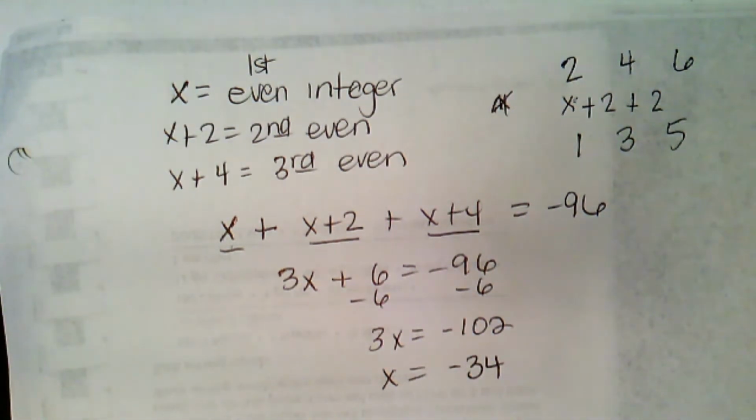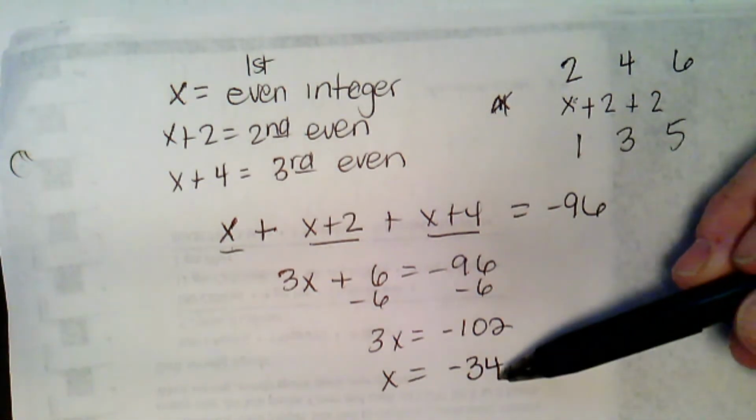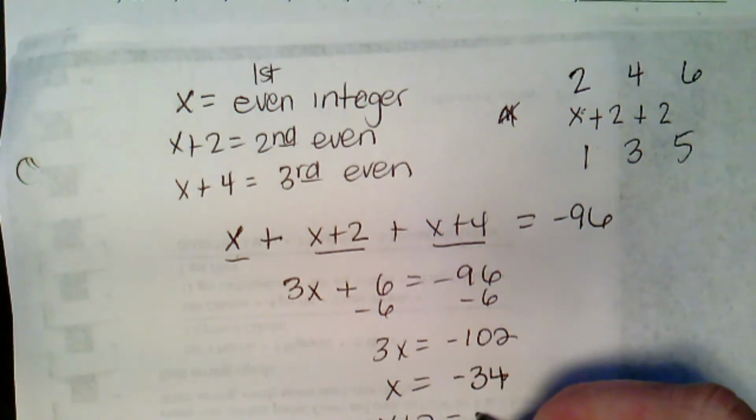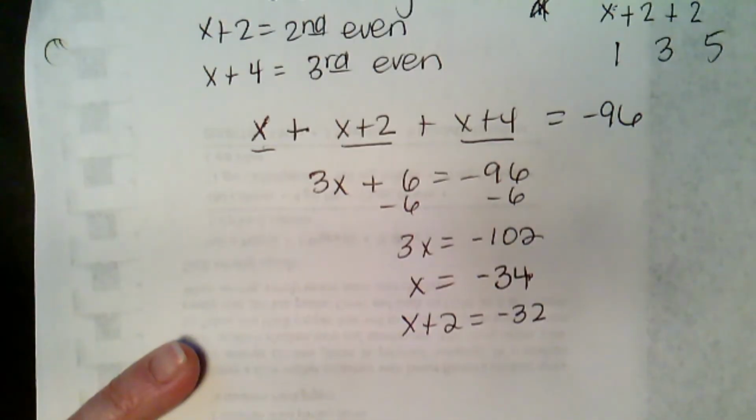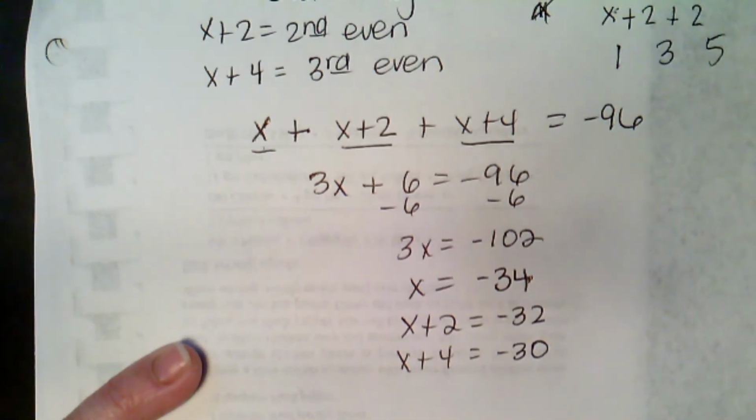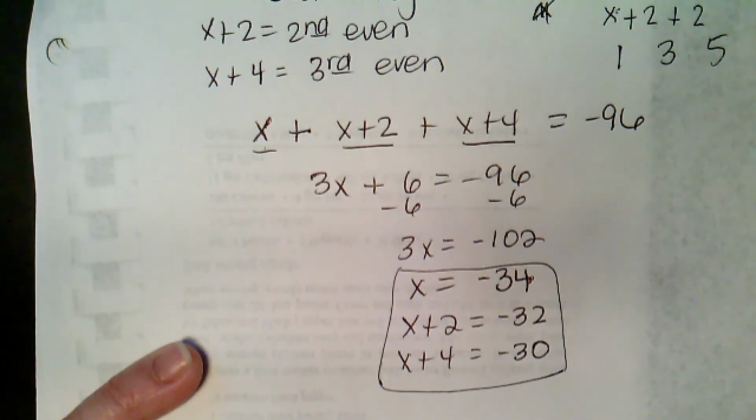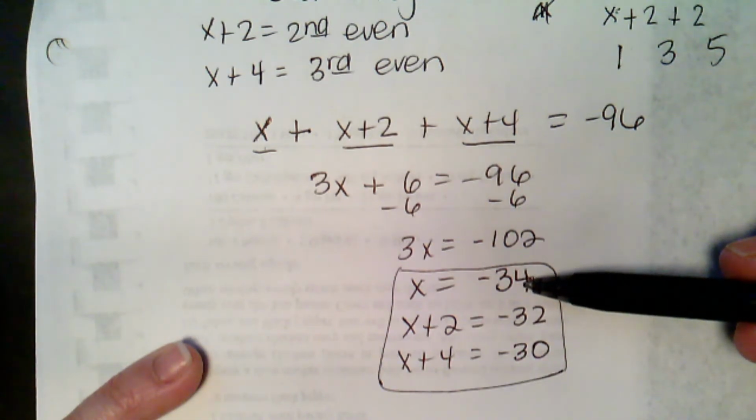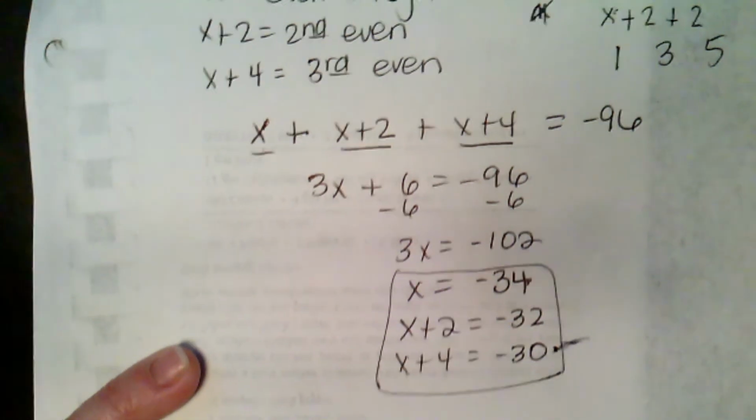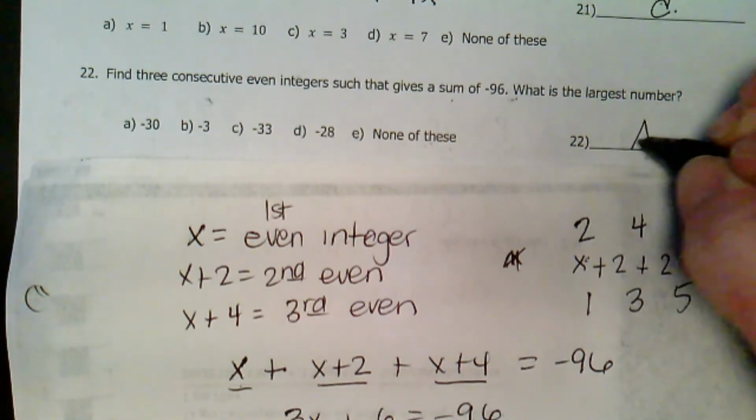Alright, so this is kind of a tricky question. This is our first number. So if I add 2 to that, that would be our second number. If I add 4 to that, that would be our third number. So right here is what we're looking at so far. The question says, what's the largest number? Well, remember, the deeper you go in the negatives, the smaller the number is. So this is really the largest number. So if you look at our choices, A is our choice.